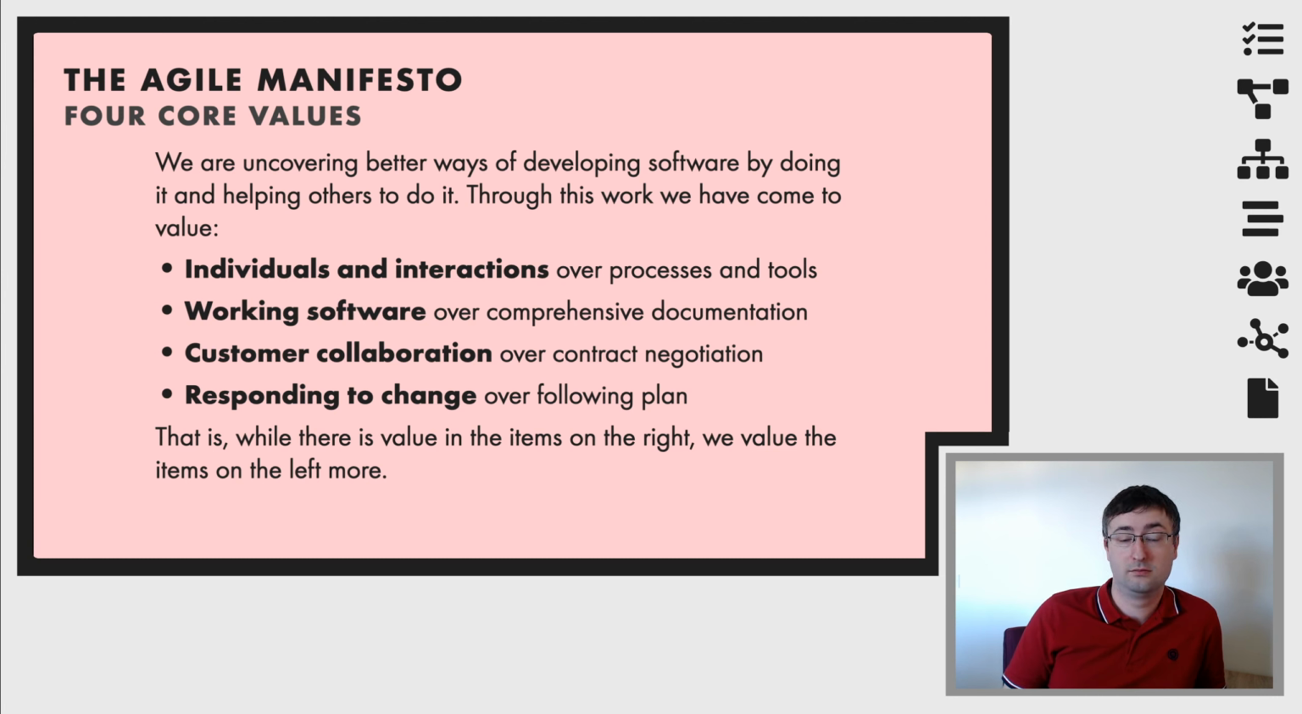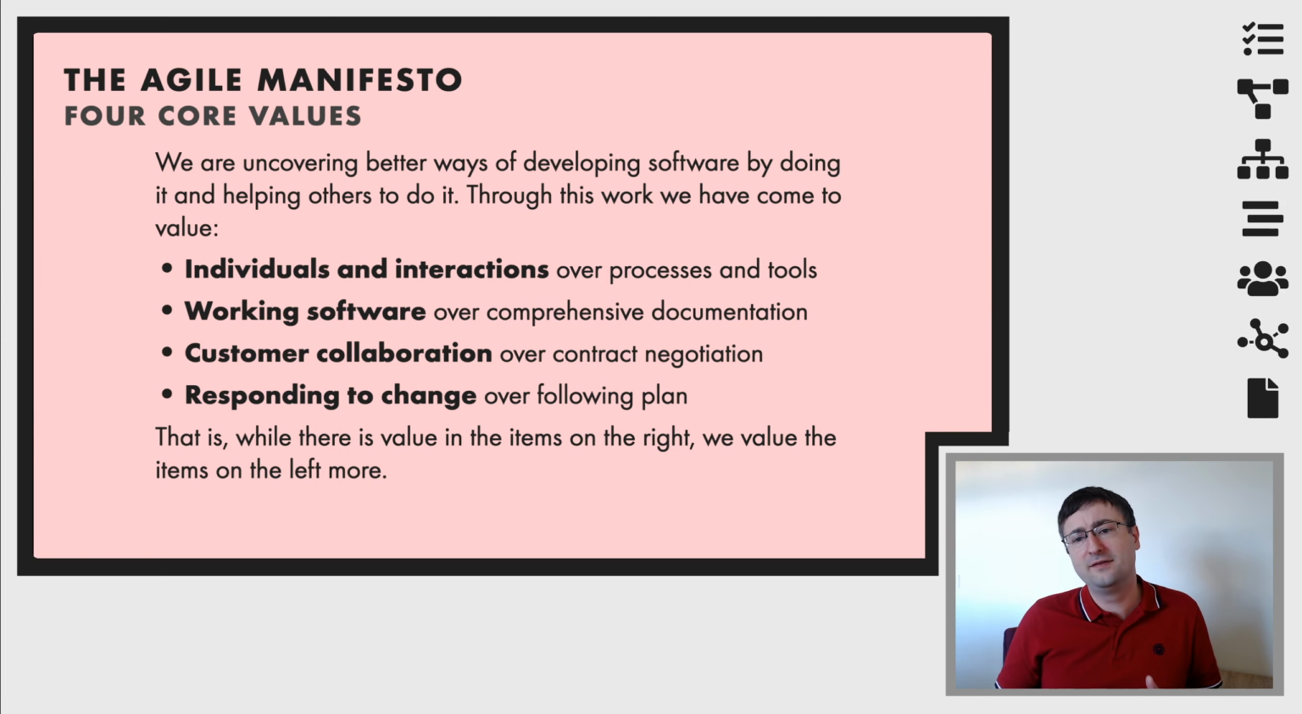That is, while there is value in the items on the right, we value the items on the left more. So the "we" at the start of this really refers to the Agile Alliance, and this is a group of practitioners that came together. By saying doing it and helping others, what we're trying to do is emphasize these values and how these values have been created by seasoned professionals.